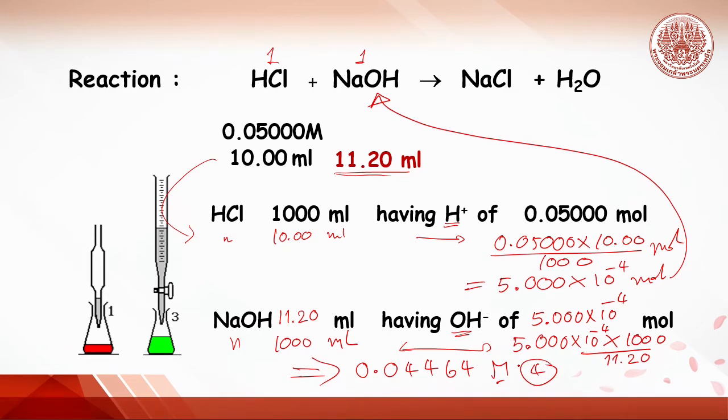Surprisingly, the theory says the standard solution should be filled in the burette. But in this case, we do vice versa. This is because of two reasons. First, observing the color change from colorless to pink is more obvious. And in section 2, the sodium hydroxide should be in the burette, so we don't need to use two burettes at the same time.